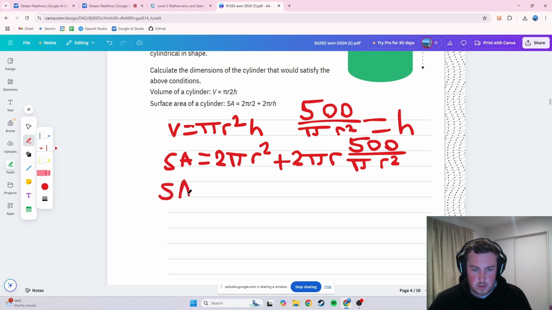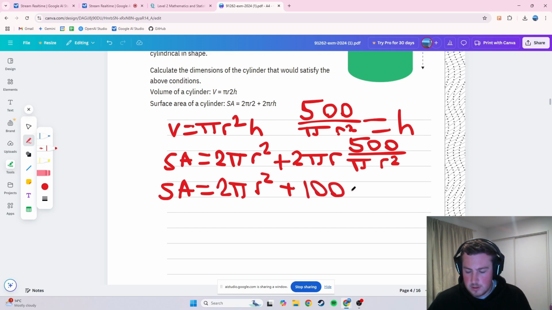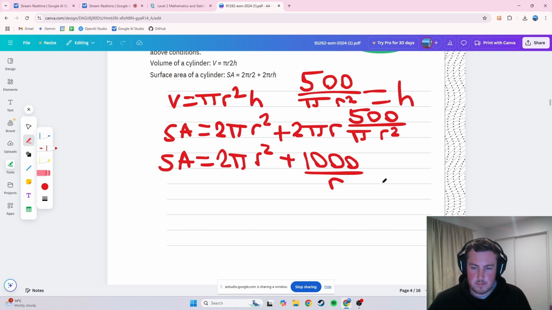Yeah, so it would look like this if I simplified it. 2 pi r squared plus 1000 over r. Yes, that's a correct simplification of the surface area formula. Now take the derivative of that expression with respect to r. What do you get? Awesome, so if I do that, it's 4 pi r. And then how do I deal with this fraction?